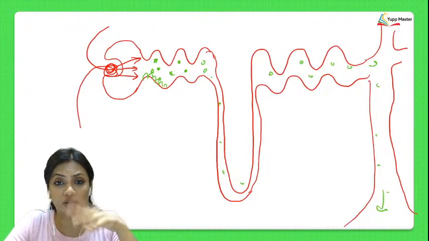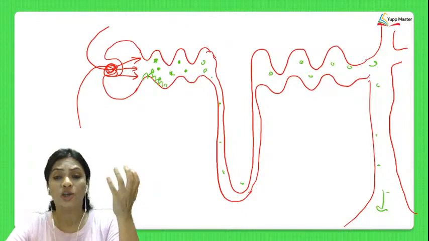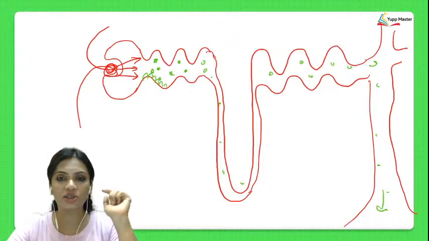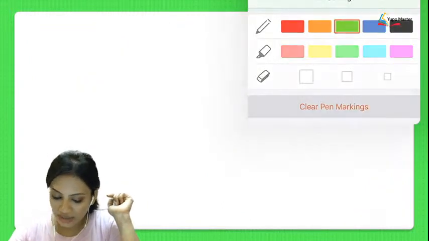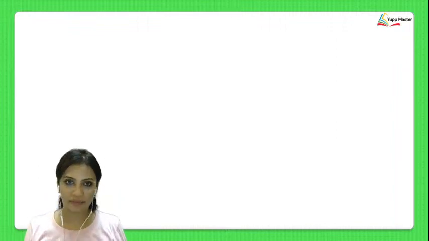Not only glucose molecules, there will be other useful molecules too. For example, amino acids. Yes, do you want to be losing amino acids? No, you don't. So even that needs to be reabsorbed. So let us see now which substances are being reabsorbed and where they are being reabsorbed.